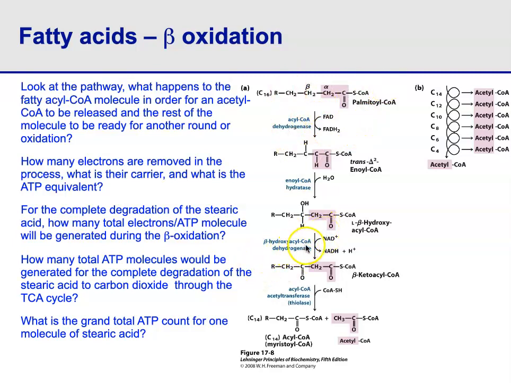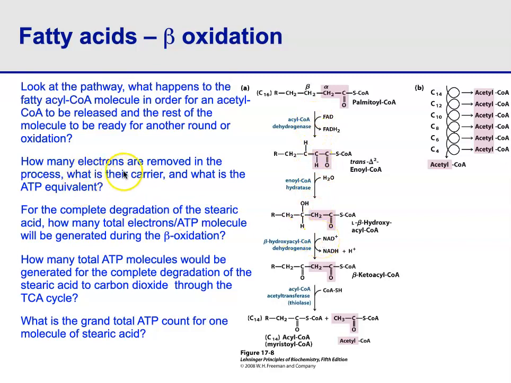Then we have beta hydroxyacyl-CoA dehydrogenase to form beta ketoacyl-CoA. So instead of a hydroxyl group at the beta position, now we have a keto group or carbonyl group at the beta position. So beta ketoacyl-CoA. Then thiolase adds CoA, and we end up again with acyl-CoA, and acetyl-CoA is being released. So all these names make a lot of sense. If you just spend the time to make sense of them, it's not going to be that difficult for you to remember them.